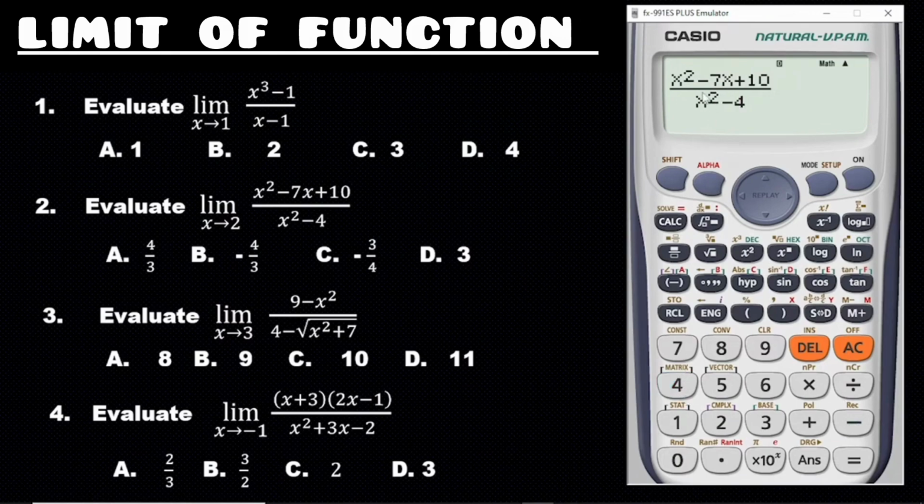Alright, so after entering the expression, you press the calc button. We are looking for a number close to 2. So close to 2 can be 1.999999.